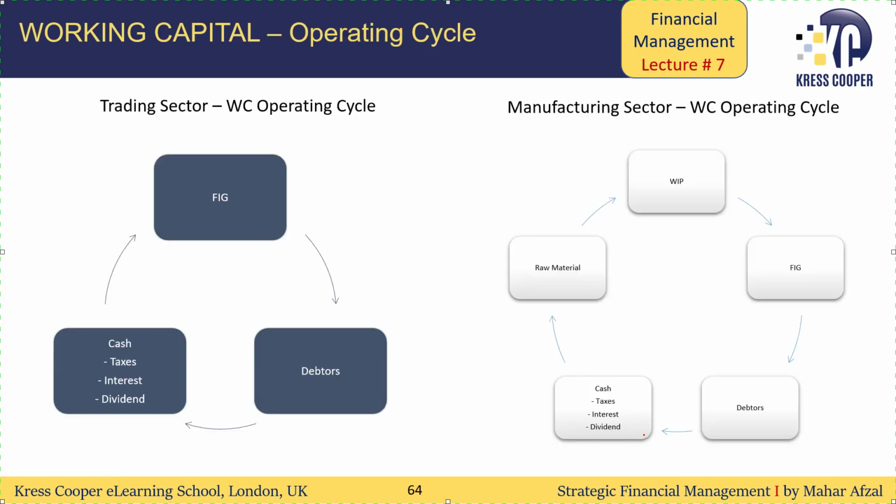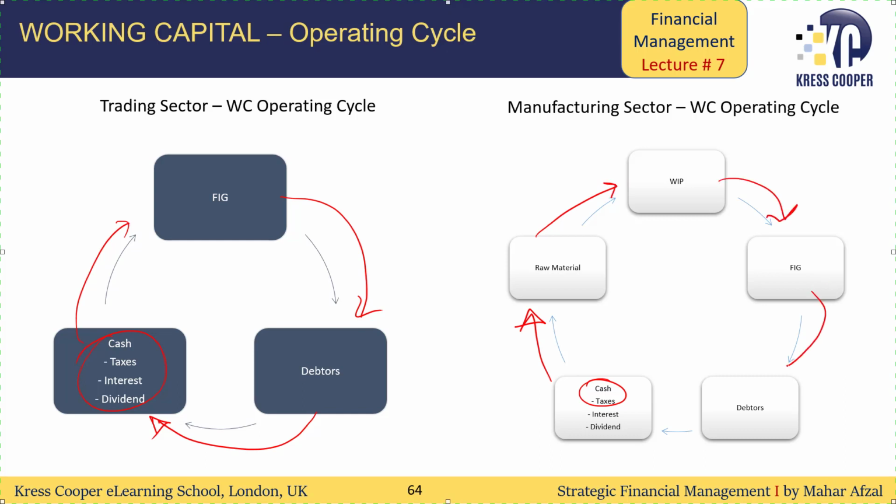We can show the same thing in the diagram as well. Here is cash. From the cash, the trader will buy the finished goods, sell the finished goods, and collect the money from the customer. In the same way, the manufacturer has cash, will buy the material, and put the material into work in process. It will go into finished goods, then into the debtors, and debtors will be converted into cash. This is called the operating cycle of the business.